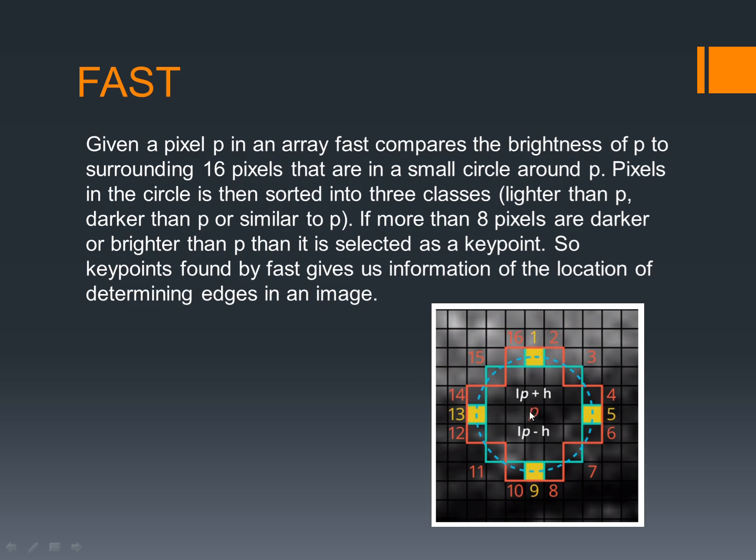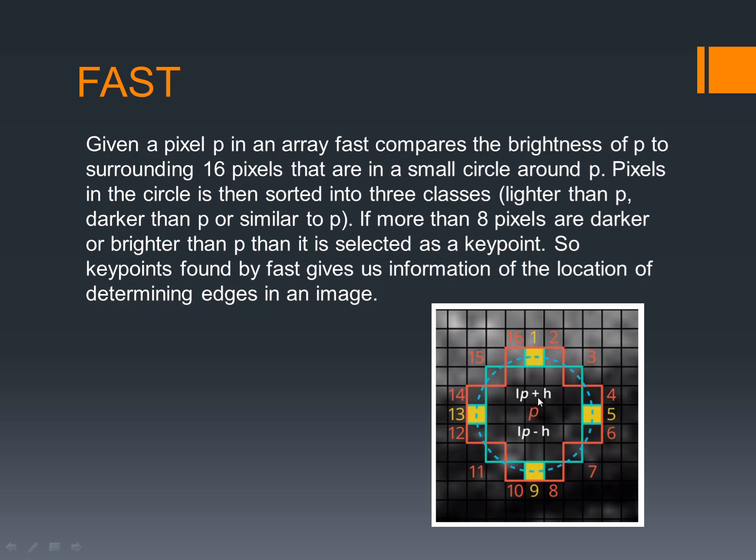It just considers a pixel, basically that pixel surrounded by 8 other pixels. It considers a radius of 2 and it checks all the 16 pixels around it. It compares the brightness of that P with the remaining 16 pixels. A pixel is said to be of high brightness if these pixel values are greater than IP plus H. This H stands for threshold value.